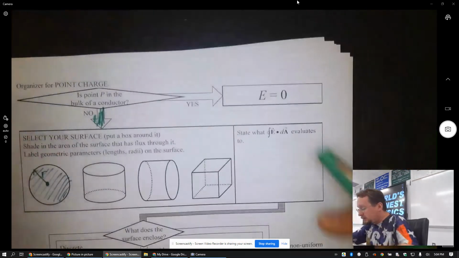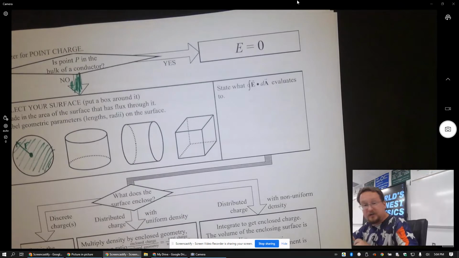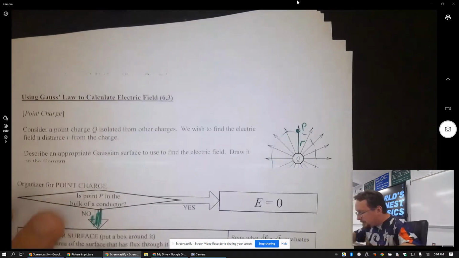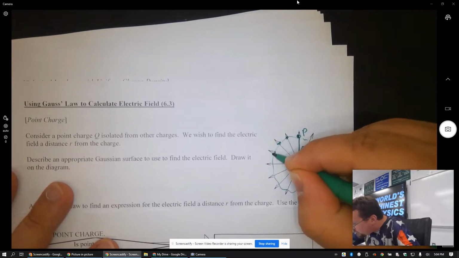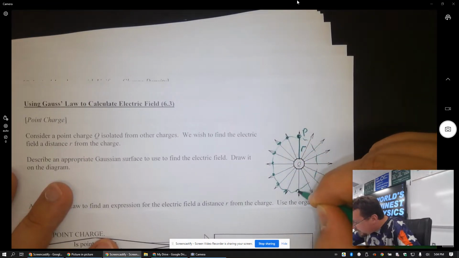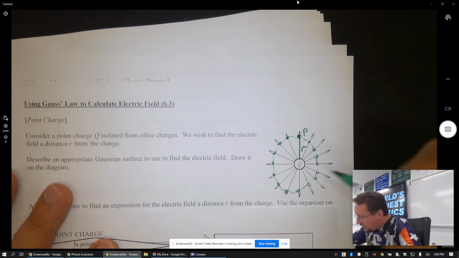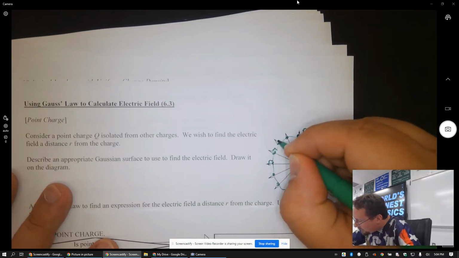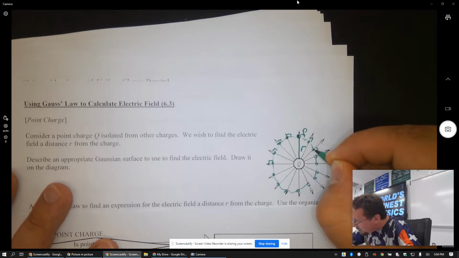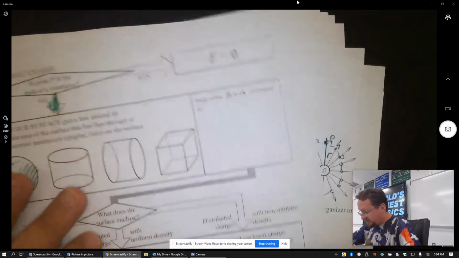Okay, so what does the integral of E dot dA evaluate to? You're going to help your students understand that because the electric field is the same at all these green dots, you're integrating a big fat E, which is a big fat constant. And then you say, it's a right angle and a right angle and a right angle, everywhere, right? Well, then the dot is one.